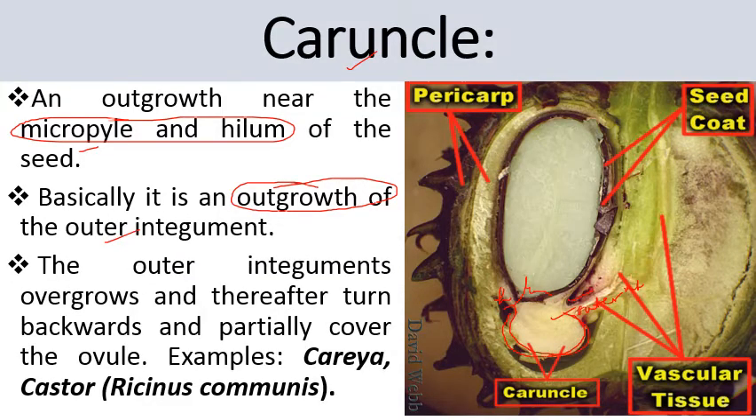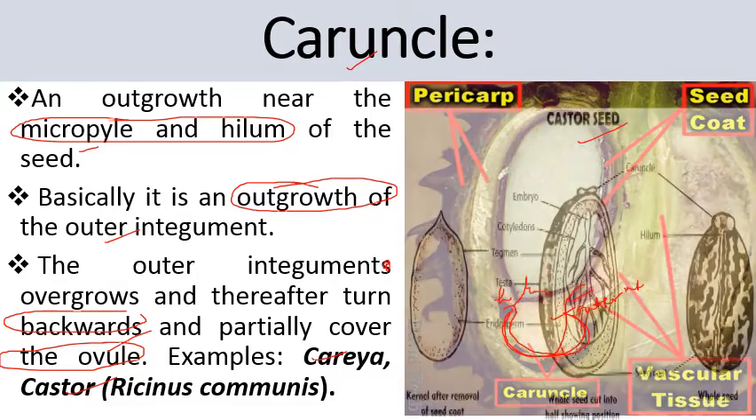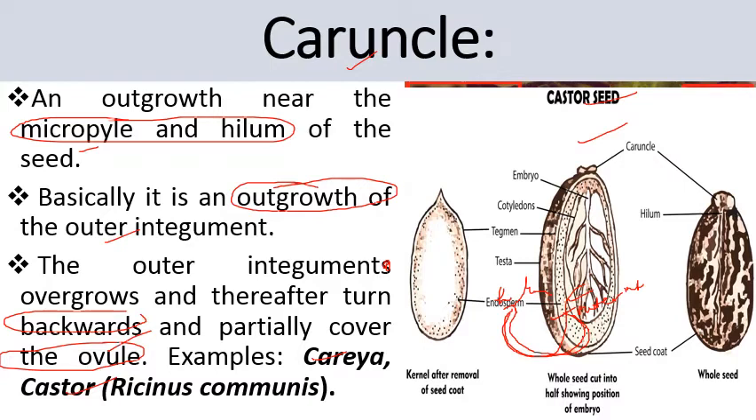The outer integument firstly overgrows and thereafter turns backwards. पहले ये overgrow करता है, means elongate होता है, then it turns backward and partially covers the ovule, और बाद में ये cover करता है ovule को partially, and this structure is found in some plants like we have Caryota, then castor, which is Ricinus communis, जिसे अरंडी भी बोलते हैं. So the seed of castor contains this outgrowth which is known as caruncle. इसे बोलते हैं caruncle, and it is basically an outgrowth of the outer integument. The next special structure is endothelium.